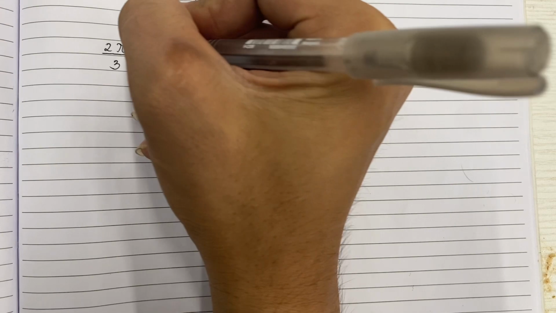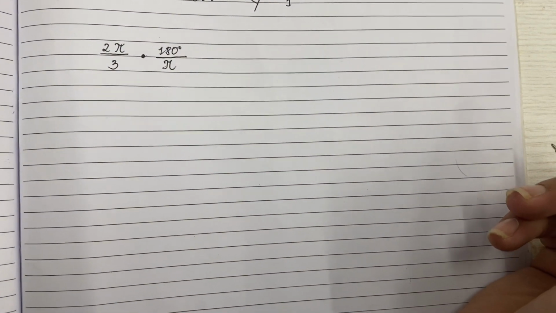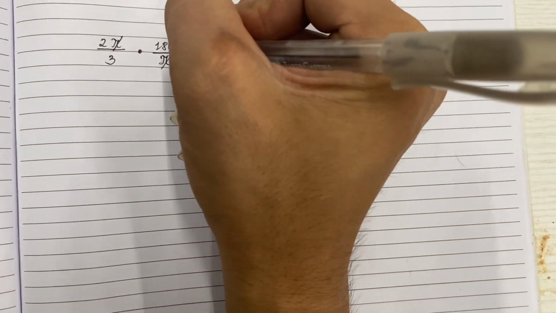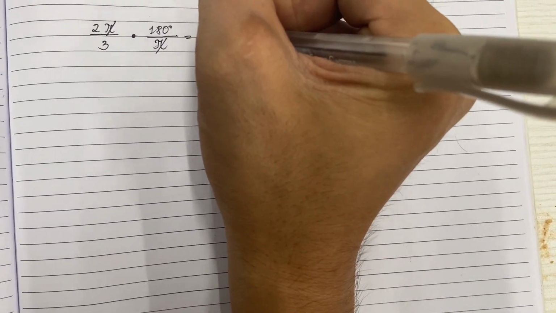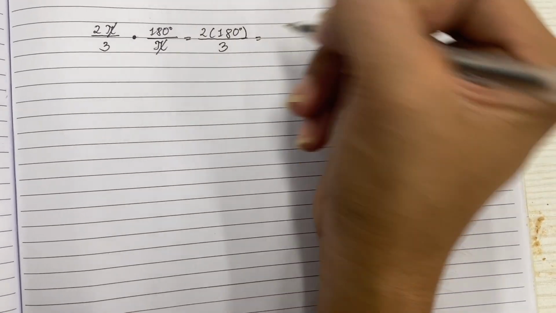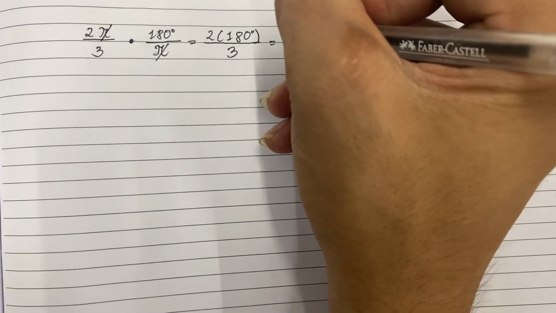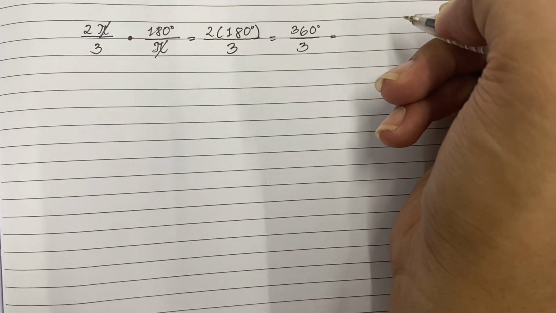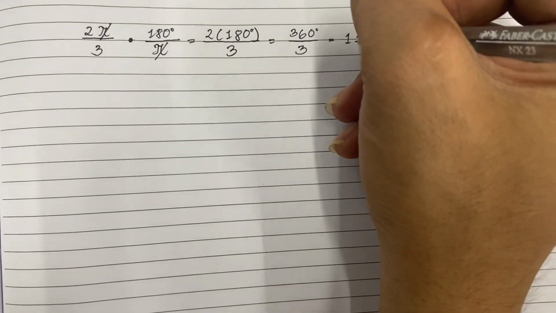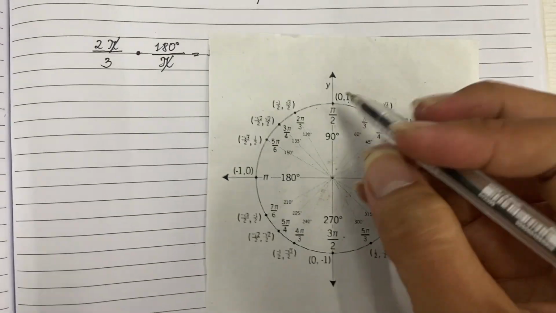Another example, we have 2 pi over 3. Transform this to degree form by multiplying by 180 degrees over pi. So cancel pi. We have 2 times 180 degrees over 3. 2 times 180 degrees, the answer is 360 degrees. Over 3, 360 degrees divided by 3, the answer is 120 degrees. Now, let's use again our unit circle and try to look for 120.